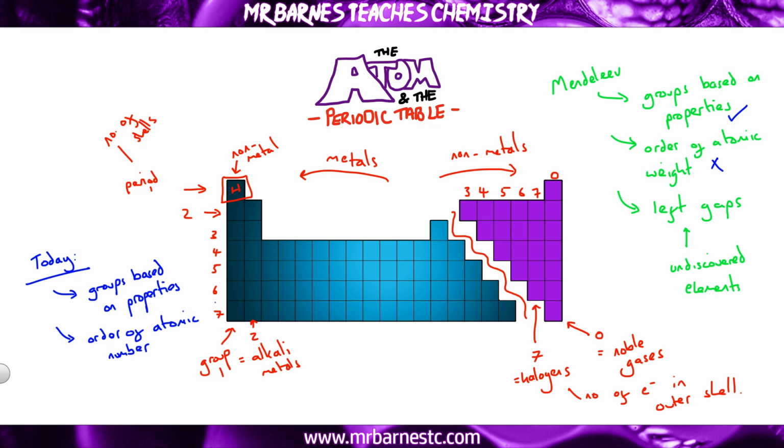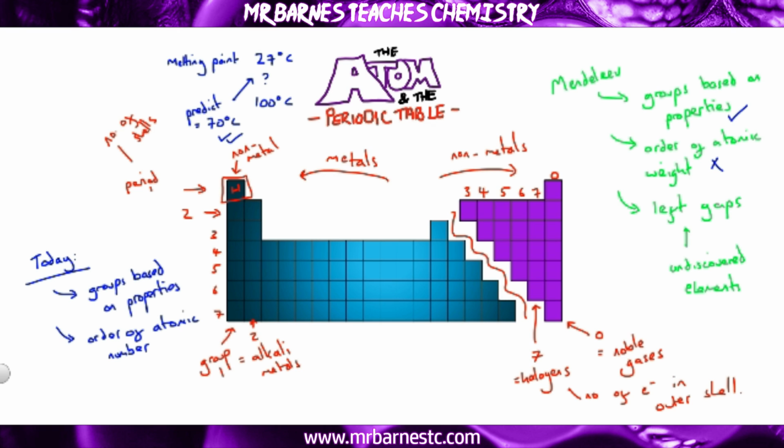And then the final thing Mendeleev could do, when he left gaps, he would look at the elements above and below in the periodic table. So for example, if the element above had a melting point of 27 and the one below had 100 degrees, he would be able to predict the properties of the undiscovered elements. So he would go, right, okay, 27, 100, about halfway in between, and he'd predict it was around 70. And he was pretty close with most of his estimations.